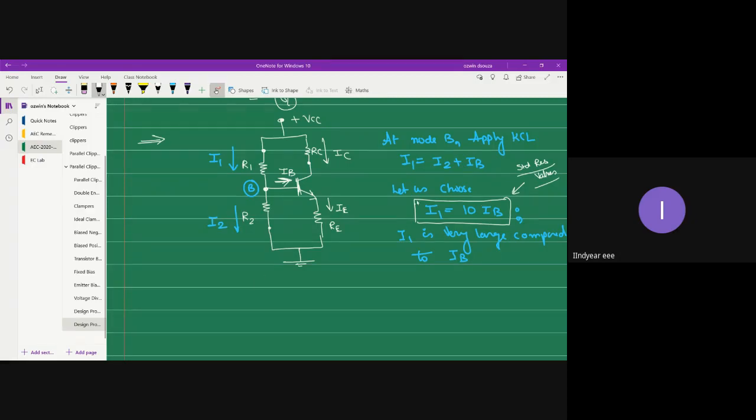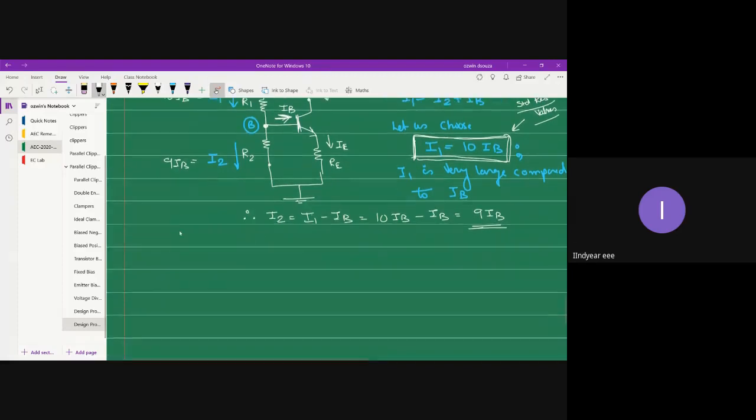But you can always follow this particular rule that current I1 is 10 times IB. Therefore, I2 is equal to I1 minus IB, or 10 times IB minus IB, which is 9 IB. So let me write I1 is equal to 10 IB and I2 is equal to 9 IB. That's all we need to calculate the resistance values.